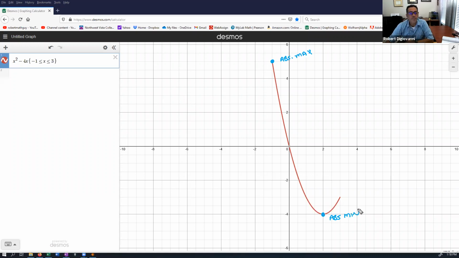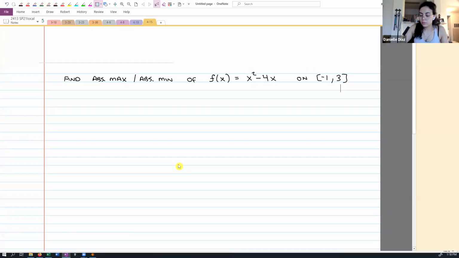Do y'all agree? Okay, but let's act like we don't have the picture, right? And let's go do it with calculus. We will now find where these 2 points occur. Any questions? No. Okay, so here we go. So I'm going to use the closed interval method.